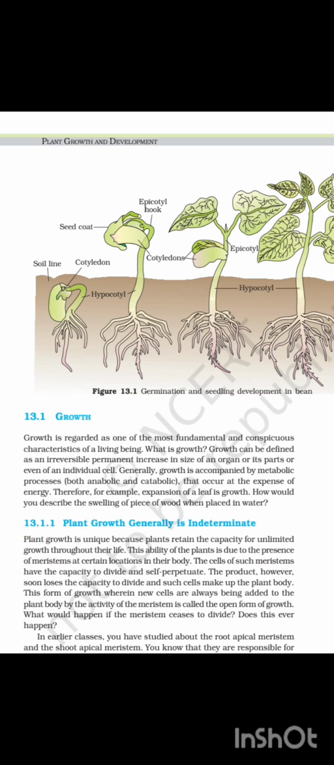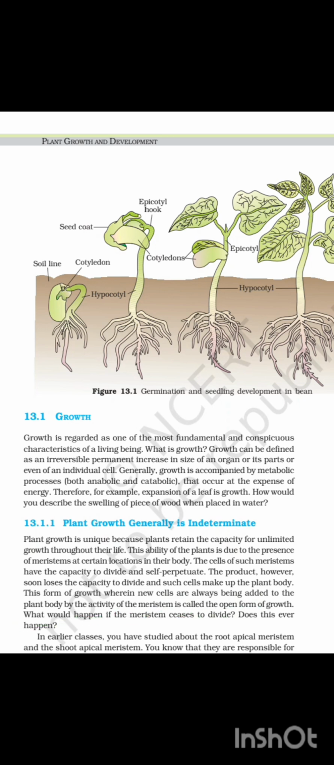13.1.1 Plant growth generally is indeterminate. Plant growth is unique because plants retain the capacity for unlimited growth throughout their life. This ability of the plant is due to the presence of meristems at certain locations in their body. The cells of such meristems have the capacity to divide and self-perpetuate. The products, however, soon lose the capacity to divide, and such cells make up the plant body. This form of growth, wherein new cells are always being added to the plant body by the activity of the meristem, is called the open form of growth.